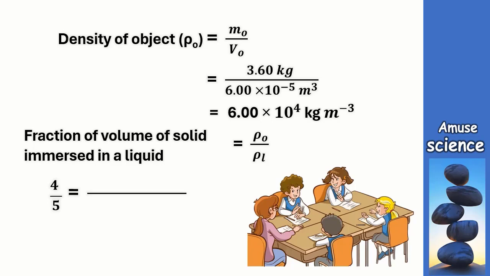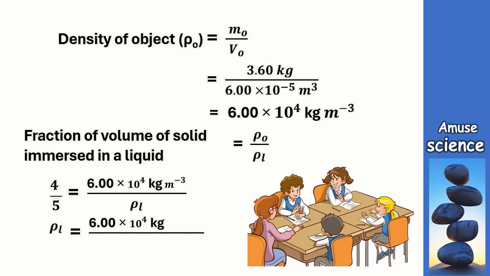6.00 times 10 exponent 4 kilograms per cubic meter for the density of the object, divided by rho L, the density of the liquid. Now, when we make the density of the liquid the subject, we are going to get 6.00 times 10 exponent 4 kilograms per cubic meter times 5, all divided by 4. And finally, the density of the liquid is going to give us 7.50 times 10 exponent 4 kilograms per cubic meter. And this is the density of the liquid in which the object floats.